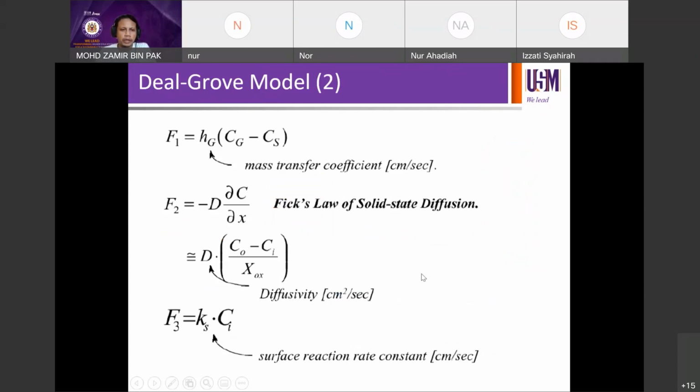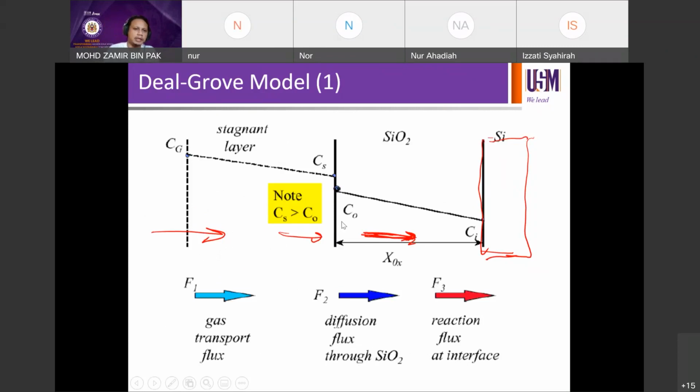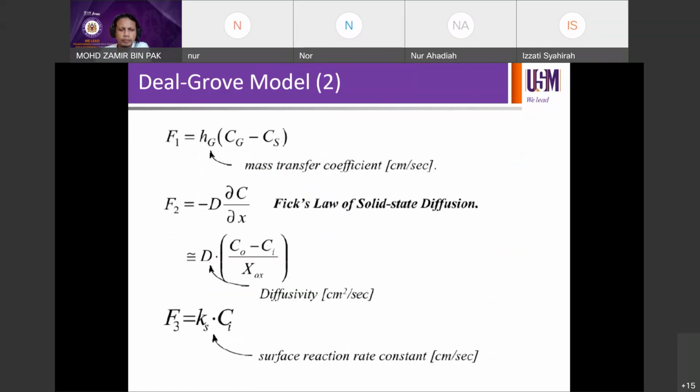F1 equals Hg, the mass transfer coefficient, times Cg minus Cs. So that's the difference between the incoming flux and the one that reaches the surface of the oxide, times the mass transfer coefficient.